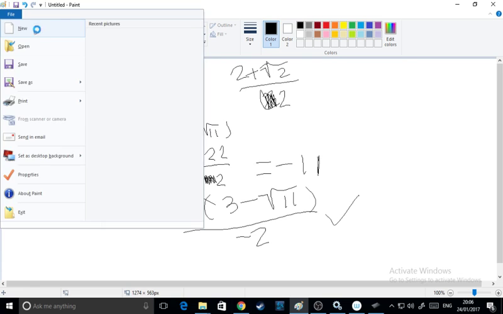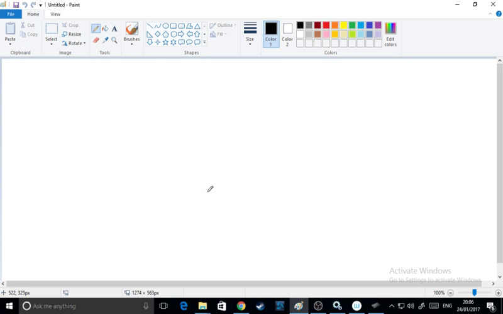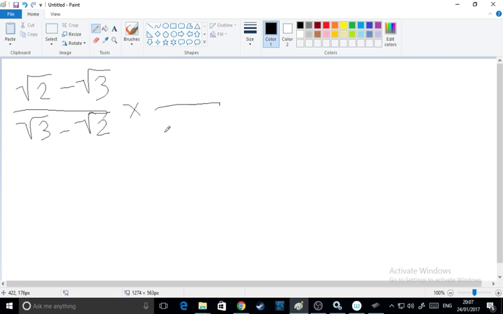So let's go file, new, don't save that. Let's go to exercise 1H, question 21, the hardest one according to them. It's root 2 minus root 3 over root 3 minus root 2. Now this is getting confusing, isn't it? So we've got to multiply it by root 3 plus root 2, root 3 plus root 2.